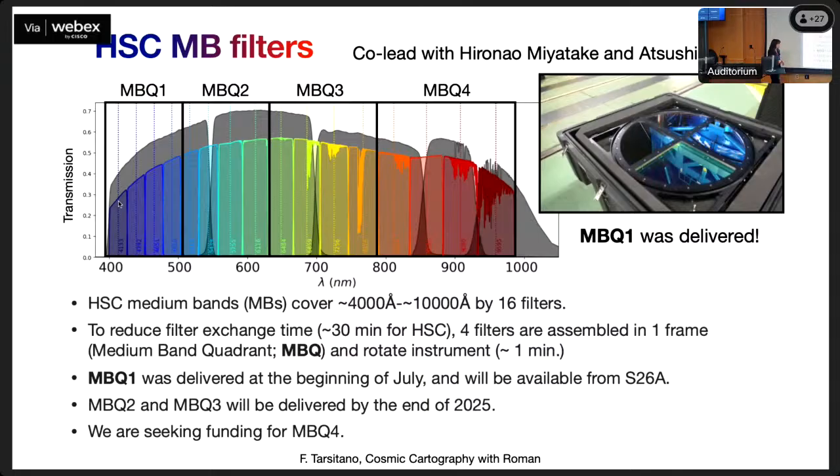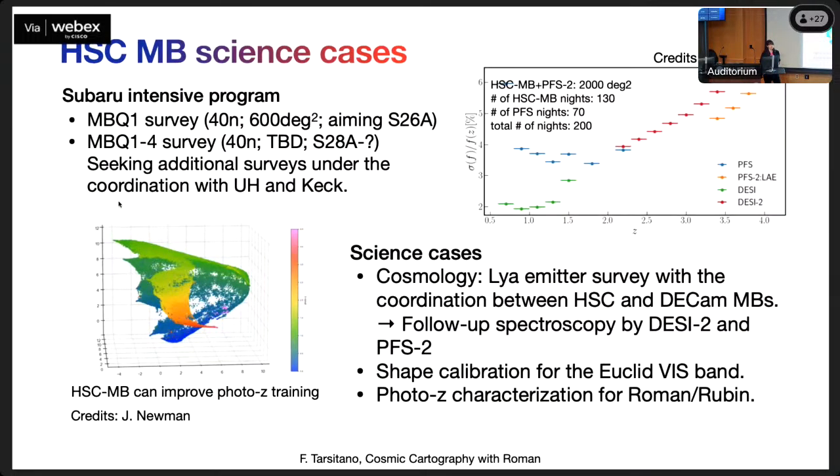The next 2 quadrants will be ready by the end of the year, and we are currently seeking funding for the last reddest filters. We plan 2 Subaru intensive programs. The second one will hopefully use the full set of filters. The first one, the bluest filters, for a total of 600 square degrees and 40 nights. We also coordinate with the Keck and Gemini community.